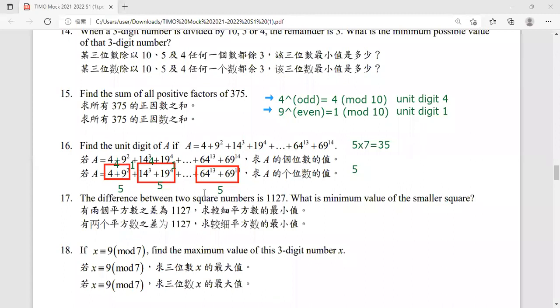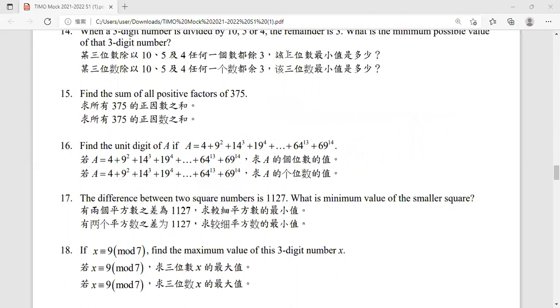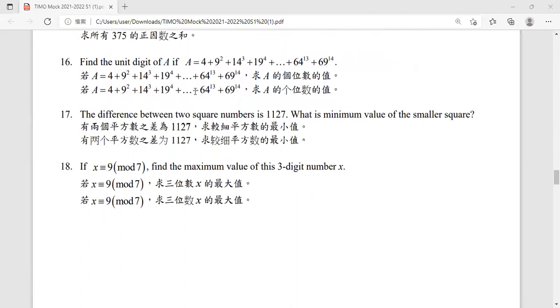Okay, they're all 5s, all fives. Okay, next one. You got it. I know you got it.